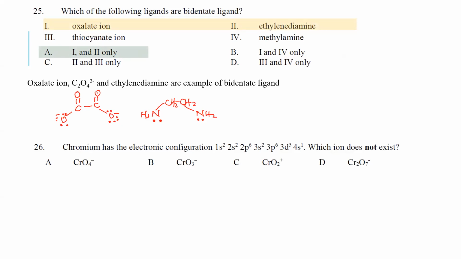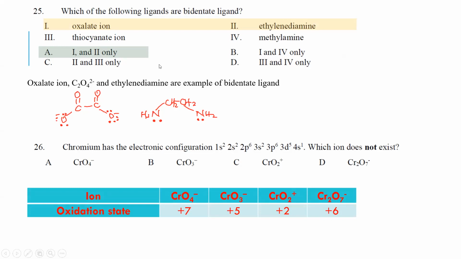Chromium has the electronic configuration 1s2, 2s2, 2p6, 3s2, 3p6, 3d5, 4s1, which ion does not exist. So in here, you need to calculate each of the oxidation states for chromium. Because the valence electrons for chromium in here is 6, you can only have a maximum of +6. Therefore, you cannot have +7. Okay, so the best answer in here is A.